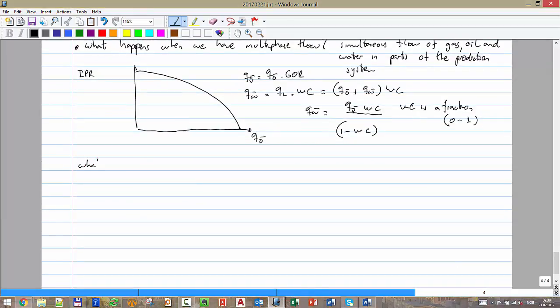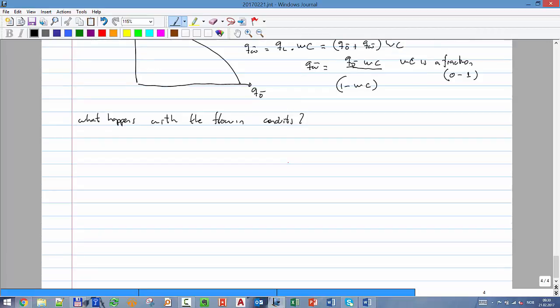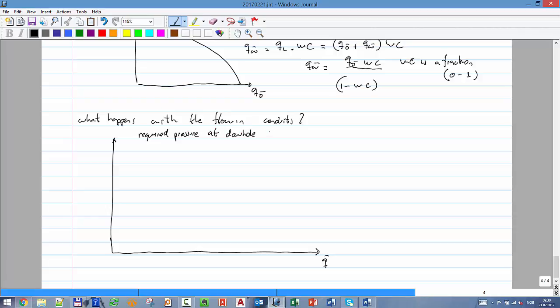But what happens with the TPR, the flow in conduits? Okay, with the flow in the pipeline, with the flow in the tubing, with the flow in all of those parts. So I'm going to tell you now just a secret, okay? And separately, we will try to make a short discussion on multiphase flow. But I'm going to plot now the required pressure at the downhole, okay, for multiphase flow. And let's make a picture of our system, and we have to make it a bit bigger.